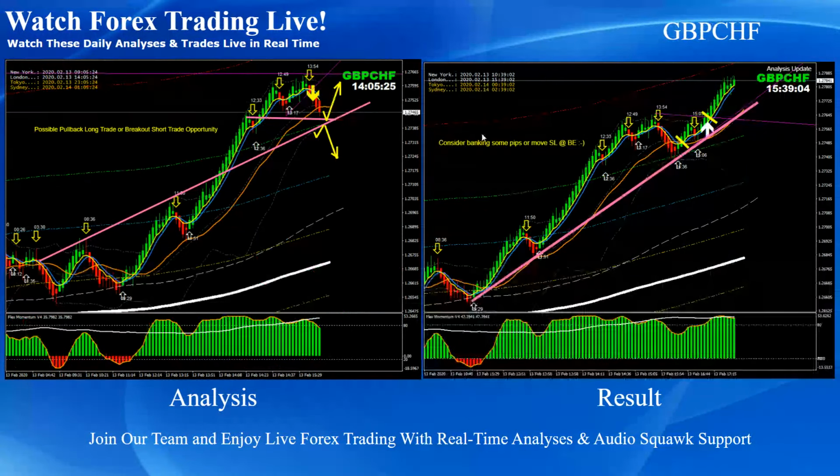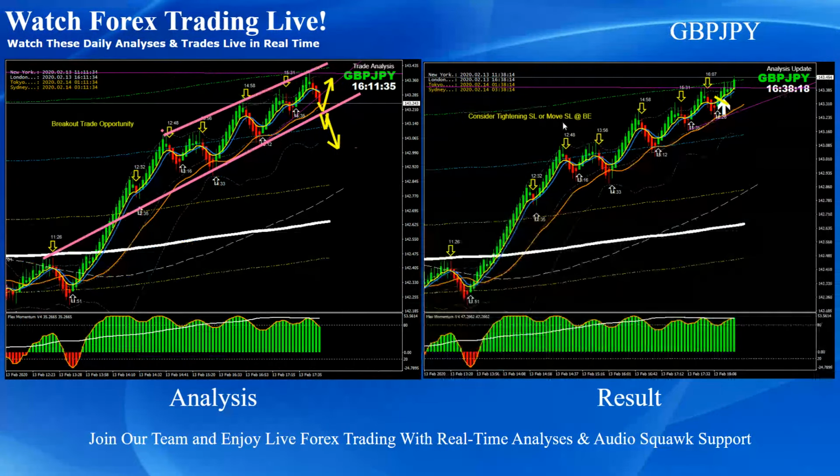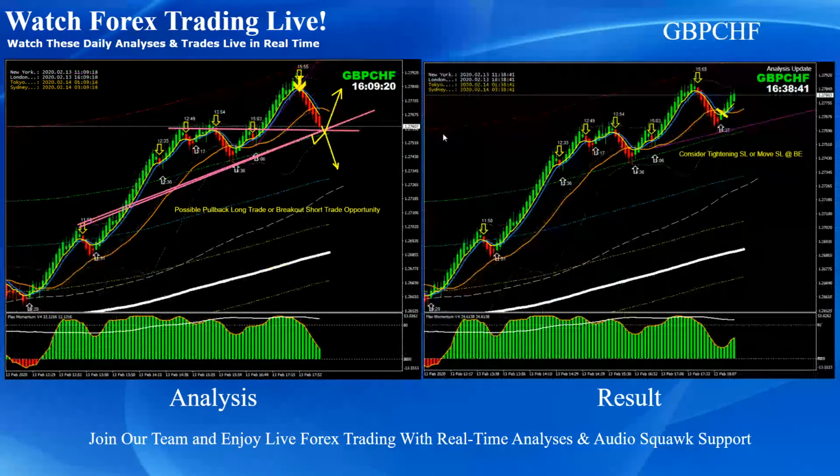Pound Swiss franc, pretty straightforward, as mentioned in the analysis. Beautiful, based on the momentum, a very strong bullish momentum on cable, and we announced another trade on the pullback. Beautiful pullback long trades on pound Swiss franc. Pound yen, pretty straightforward pullback long trade, another small trade on pullback.